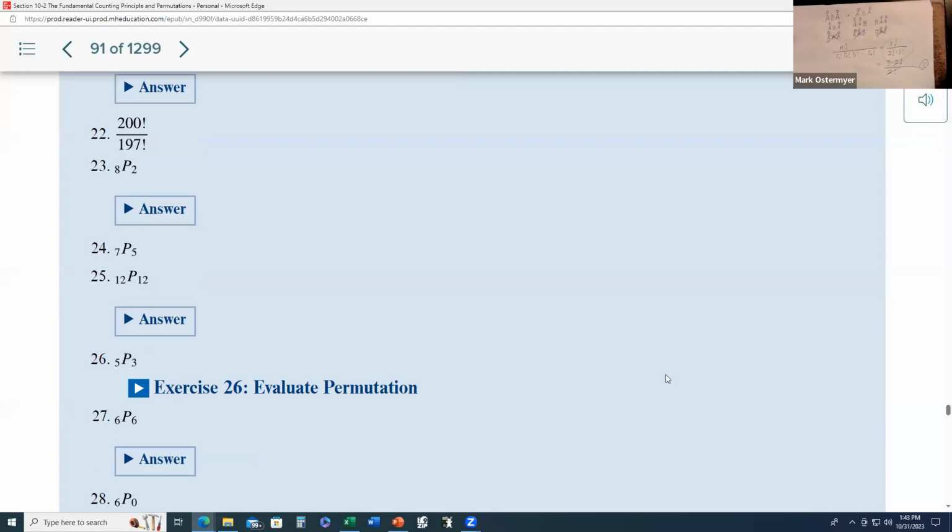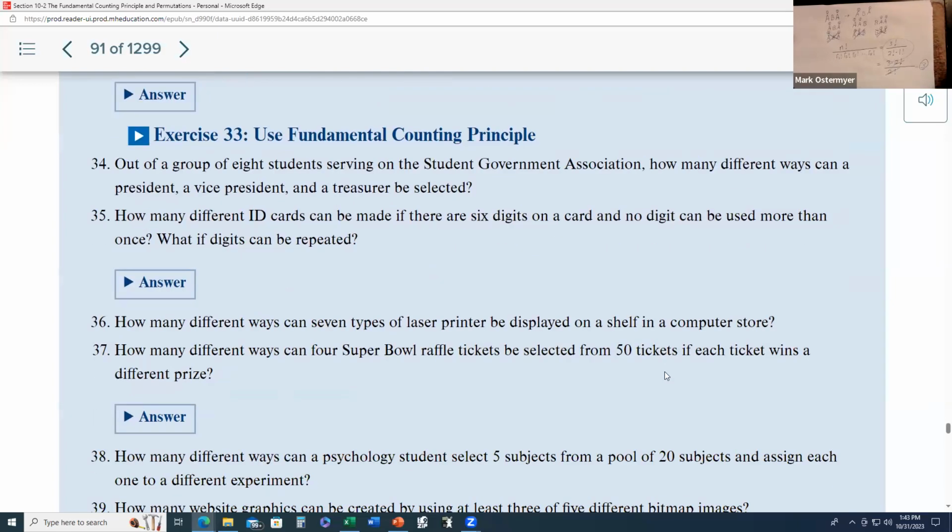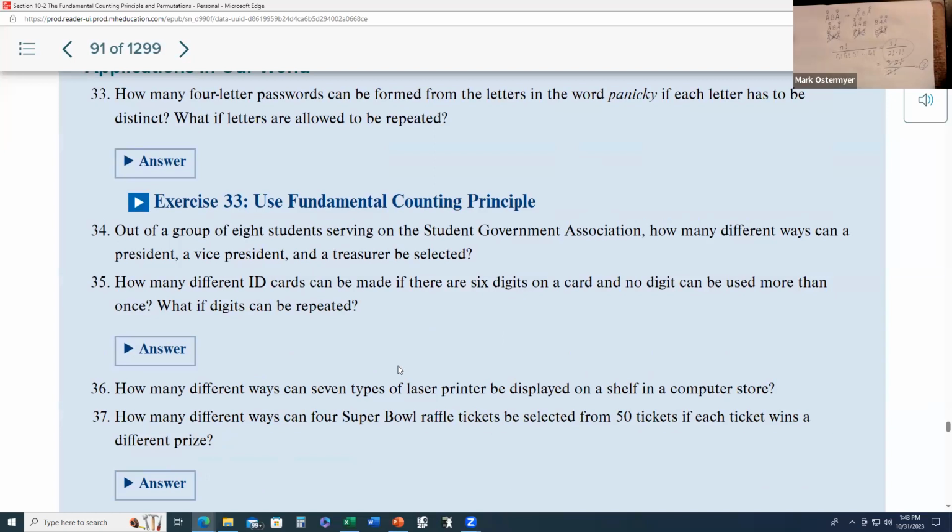All right, I want you to do problem number 34. This is classwork. I don't care what classwork you call it. Just make sure you hand it in. This will be one of your classworks here. So number 34. Everybody do this. Out of a group of 8 students serving on a student government association, how many different ways can a president, a vice president, and a treasurer be selected? Go ahead and figure out the number of ways. That'll be a classwork problem, number 34.